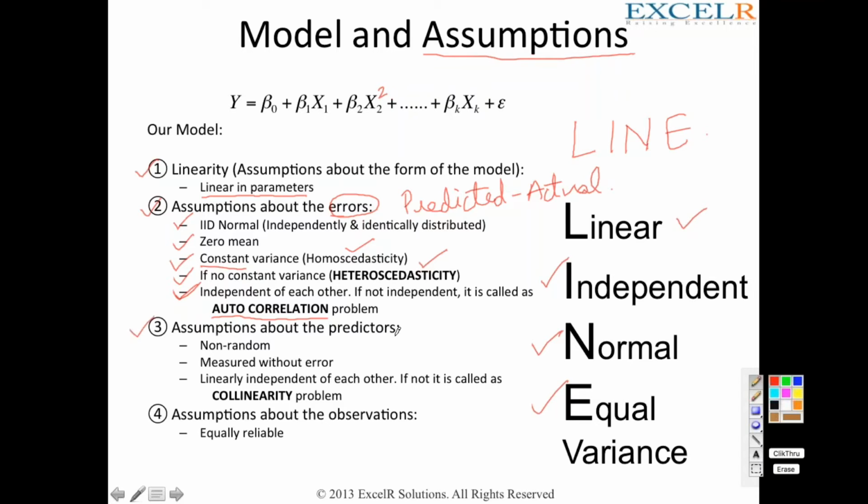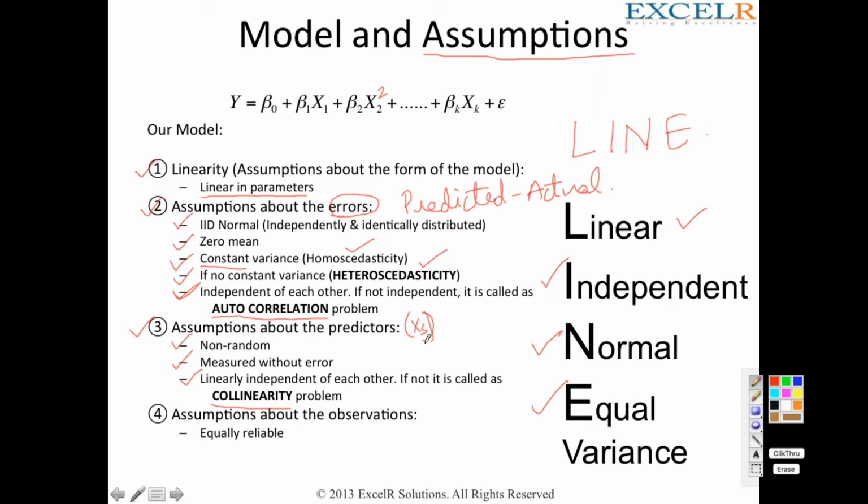And assumptions about the predictors. Predictors are what? Inputs. They should be non-random, meaning you should have determined your historical data upfront. Non-random means historical data is decided upfront. You have the data with you. And measured without error, we are assuming that there is no data entry error, or the measurement system is reliable when you have collected the data of inputs. These inputs should be linearly independent of each other. If they are not independent of each other, there is a collinearity problem.